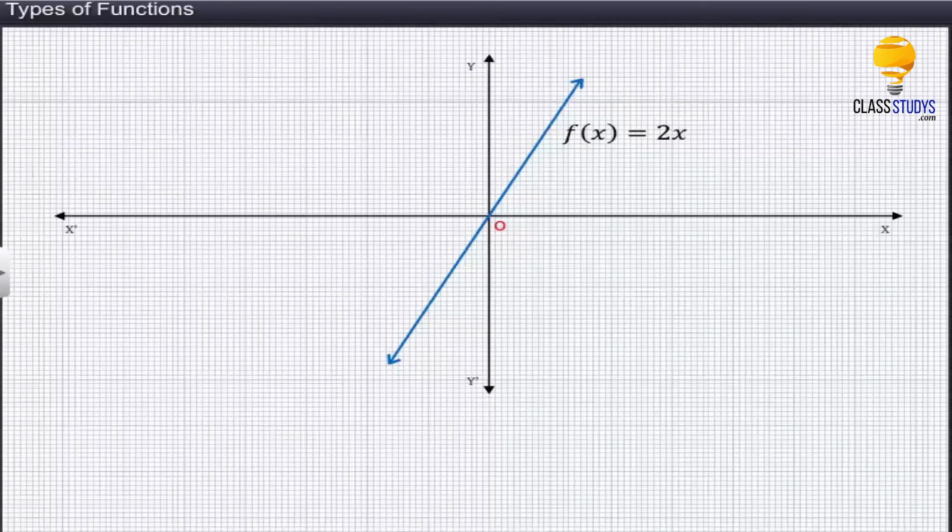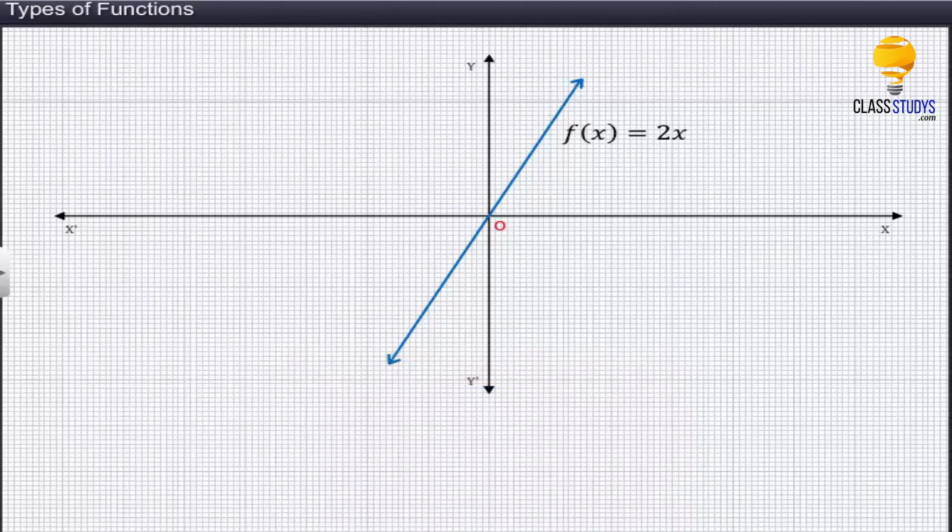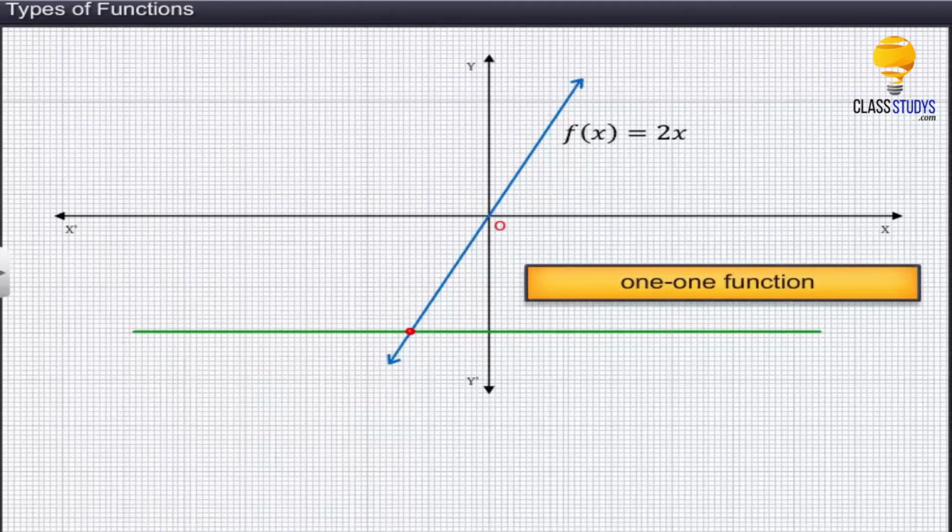This diagram shows the graph of the function f of x is equal to 2x. Given the graph of a function, you can check whether it is 1-1 or not with the help of a test known as the horizontal line test. To check the injectivity of the function f of x is equal to 2x, we draw a horizontal line such that it cuts the graph. This line cuts the graph only at one place. Such types of functions are known as one-one functions.